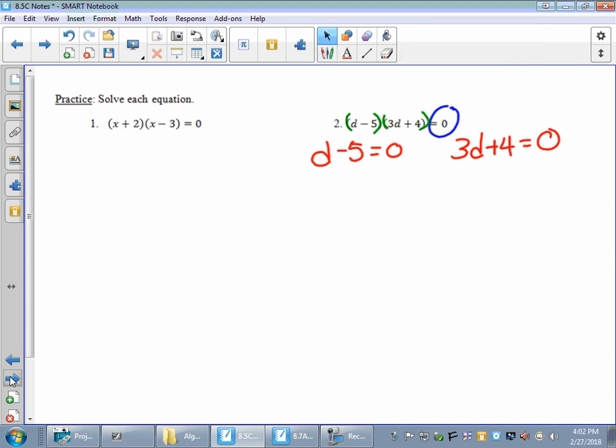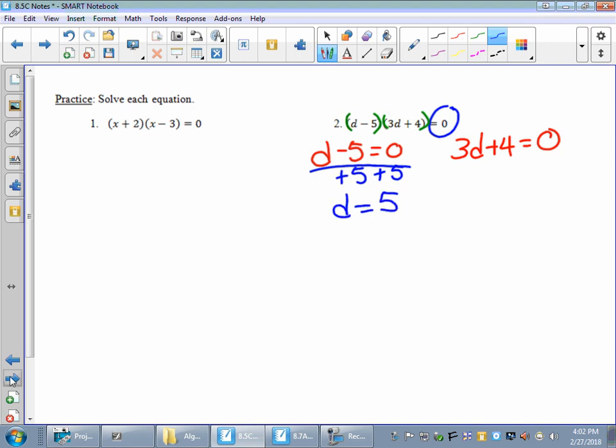Once I have it set equal to 0, all I have to do is solve. So let's go ahead and solve this one first. d minus 5 equals 0. How do I solve that for d? I can add my 5 to both sides, and I will end up with d is equal to 5. Nice little one-step equation for you. Now let's look at our two-step equation.